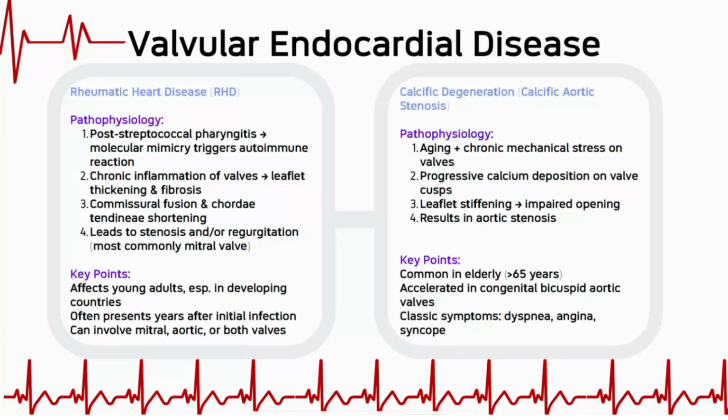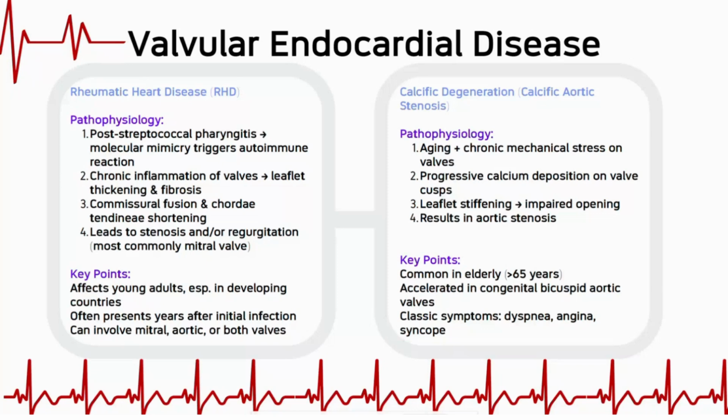We can also have calcific degeneration. Now, I've spoken about this in the previous class. Calcific degeneration is especially prevalent in aortic stenosis. In terms of pathophysiology, patients who are quite old, who have chronic mechanical stress on their valves, go on to have progressive calcium deposition on their valve cusps. The leaflets will then stiffen and it impairs the opening, resulting in aortic stenosis.